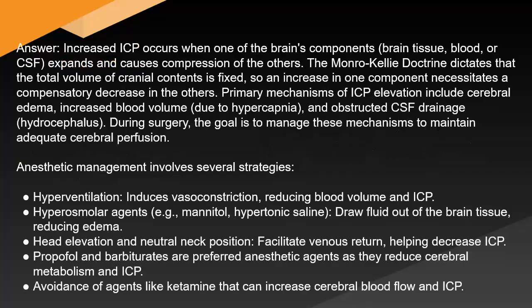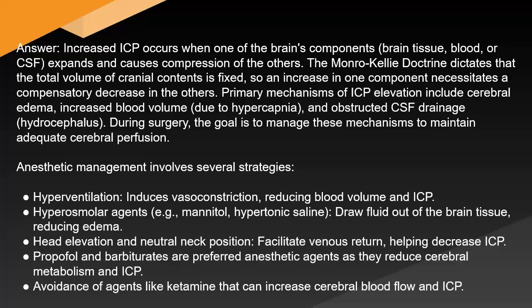Answer: Increased ICP occurs when one of the brain's components, brain tissue, blood, or CSF, expands and causes compression of the others. The Monro-Kellie doctrine dictates that the total volume of cranial contents is fixed, so an increase in one component necessitates a compensatory decrease in the others. Primary mechanisms of ICP elevation include cerebral edema, increased blood volume due to hypercapnia, and obstructed CSF drainage, hydrocephalus. During surgery, the goal is to manage these mechanisms to maintain adequate cerebral perfusion.